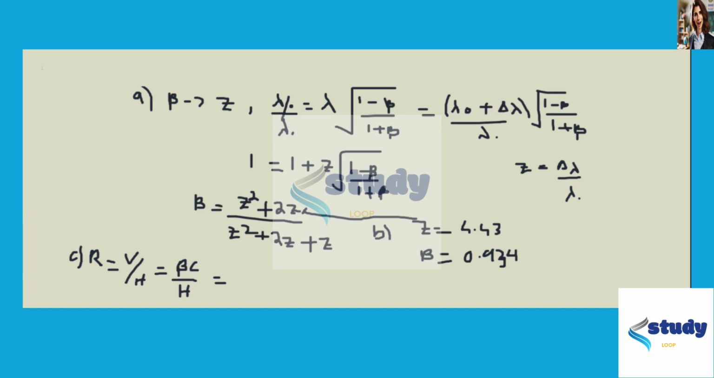Now what we need to do is plug in these values. We already have beta 0.934. We know the speed of light, and the Hubble constant we have here is 0.0218. Once we substitute these values and multiply with c, the distance we get here is 1.28 times 10 to the power 10 light years. End of the problem.